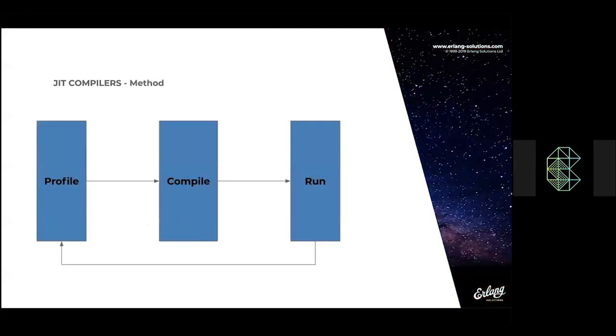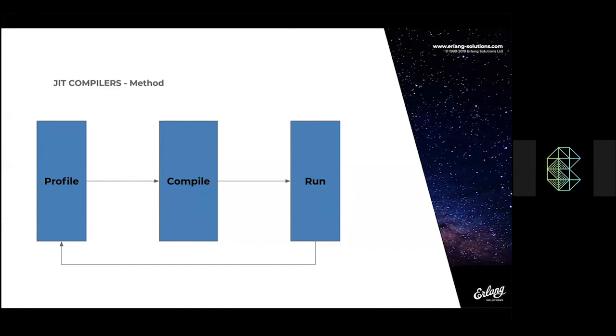So the basic method that every JIT compiler uses is that it does some profiling, then it compiles the higher level code into some kind of lower representation. Could be native code, could be something different. And then they run that code, and then you profile again, and then you compile and you run, and you do this cycle over and over again for different functions, modules, classes, whatever you have.